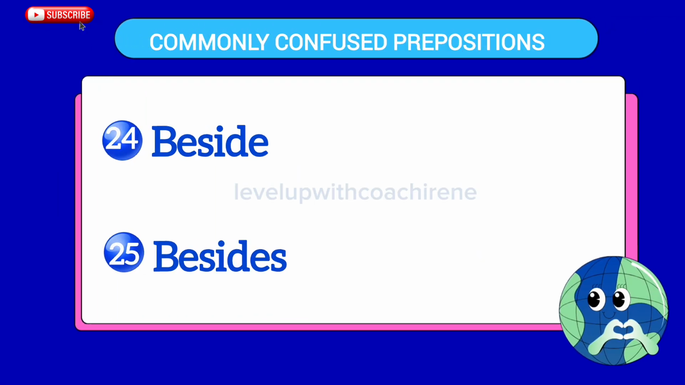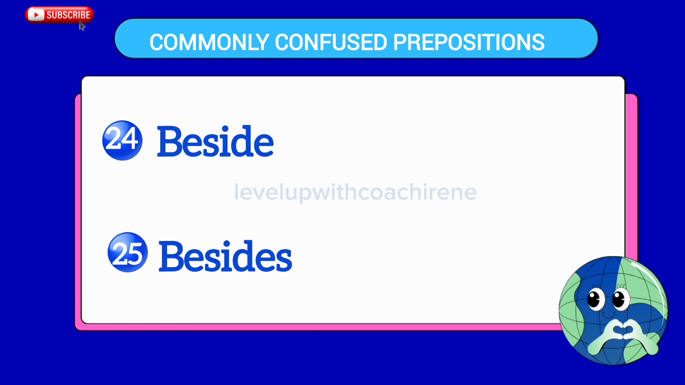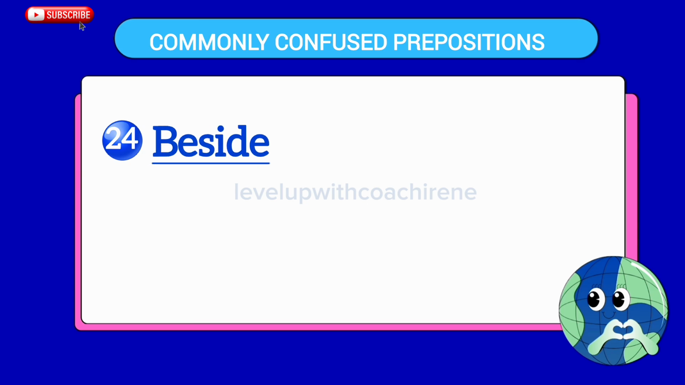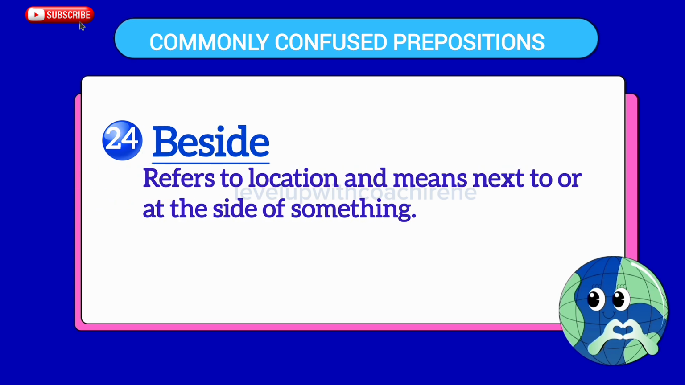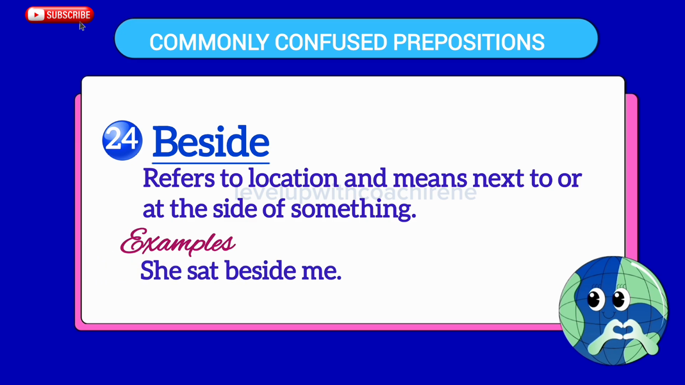Lastly, let's look at beside and besides. They are similar in form, however, they have different meanings and uses. Beside refers to location and means next to or at the side of something. She sat beside me, meaning she sat next to me. The lamp is beside the bed.